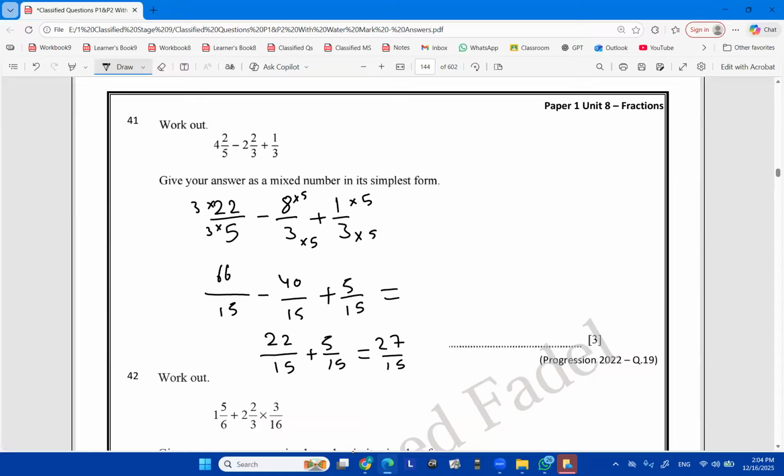Simplest form first, dividing by 3, dividing by 3, equals 9 over 5. As a mixed number it is going to become, with 5 the same, how many 5s are in 9? I have 1 and 4 over 5.